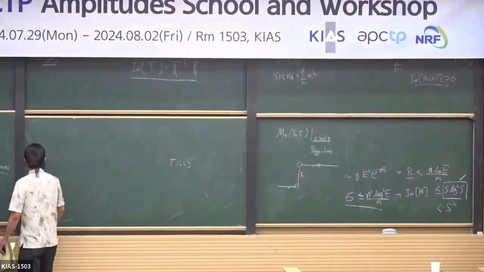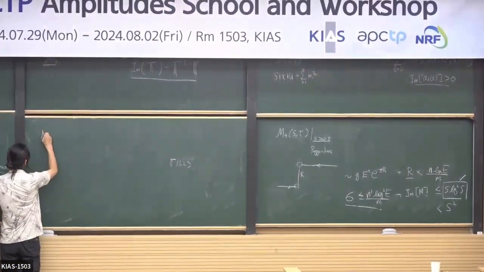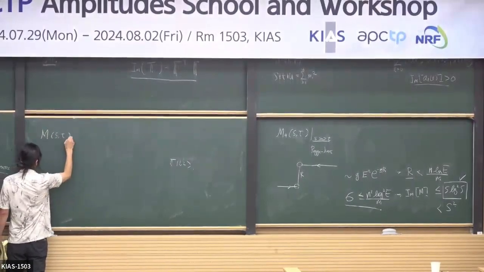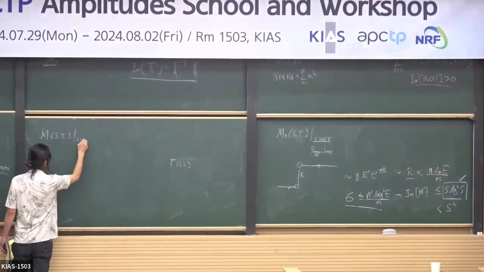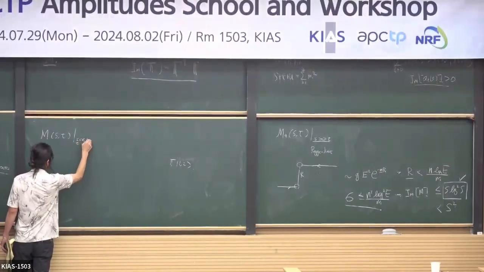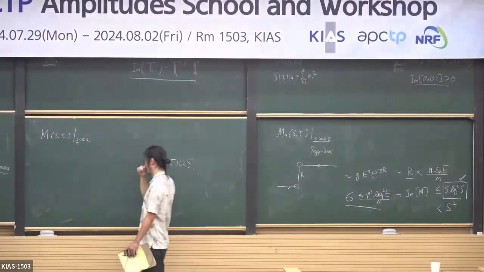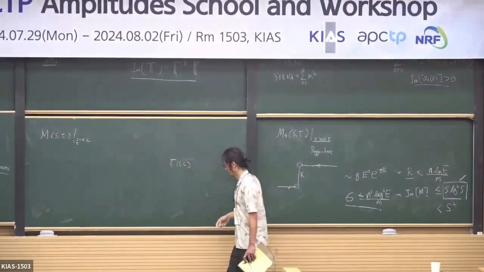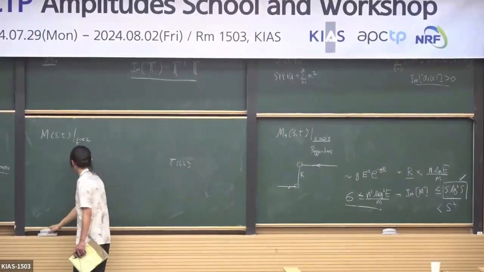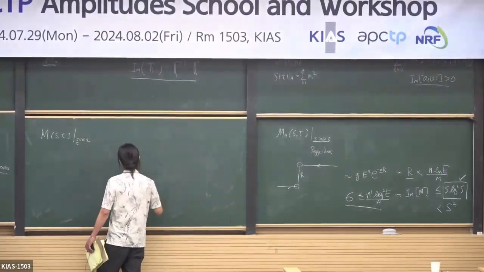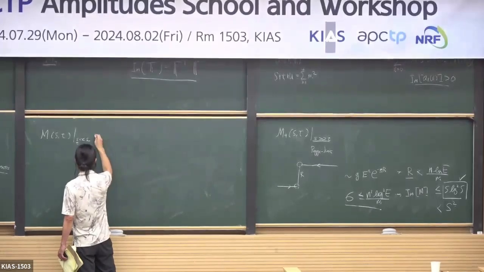So my 2-to-2 scattering at low energy. So let's say T is smaller than 1, where 1 is normalized by some scale. So this is very low energy. Then we expect the amplitude to have the following form.